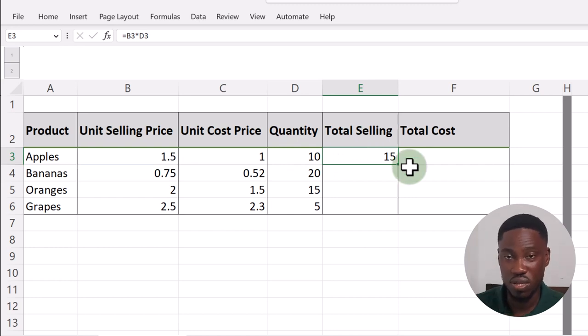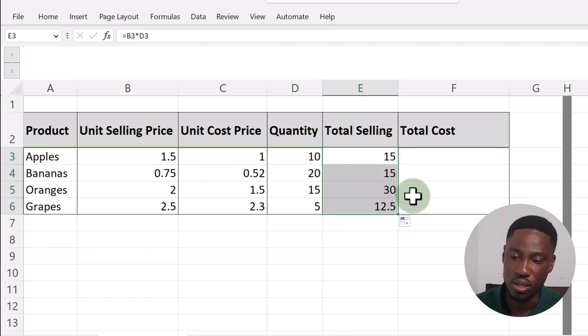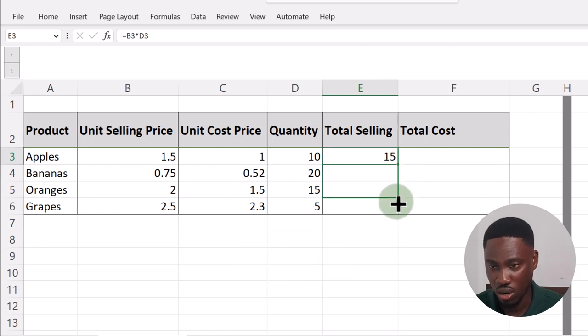So now, instead of repeating the formula, just look at the right side of the cell. Once you hover to the right bottom corner, you see this black cross. You can just double click, and that's the Excel autofill feature. Or instead of that, let's do Ctrl Z. We could simply left click the mouse and drag. All right, same thing.